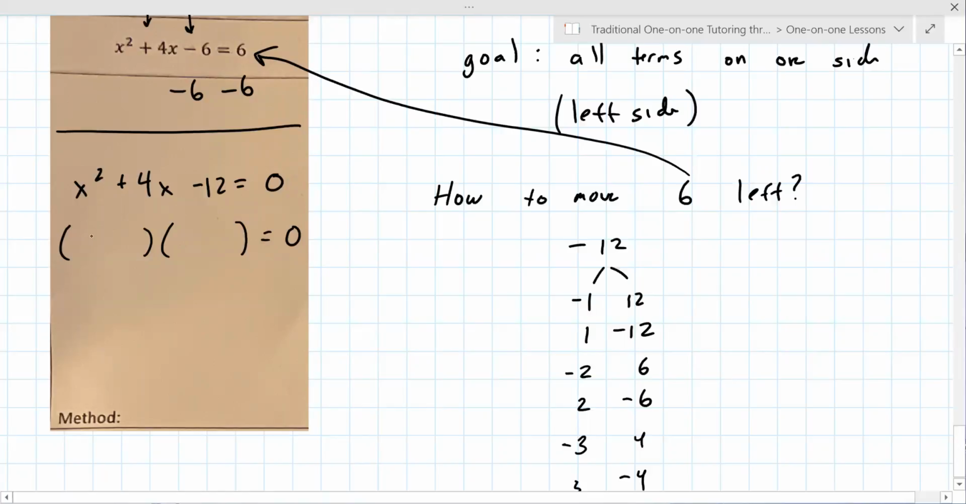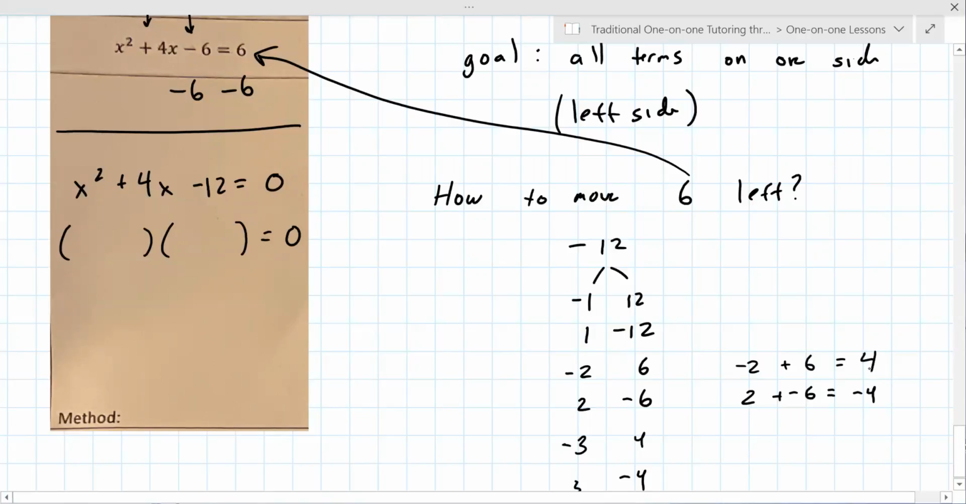-2 and no, 2 and -6. So let's do this. 2 plus -6 equals -4. What do we want it to equal? We want it to equal +4, but it equals -4. So what about -2 plus 6? What does that equal?